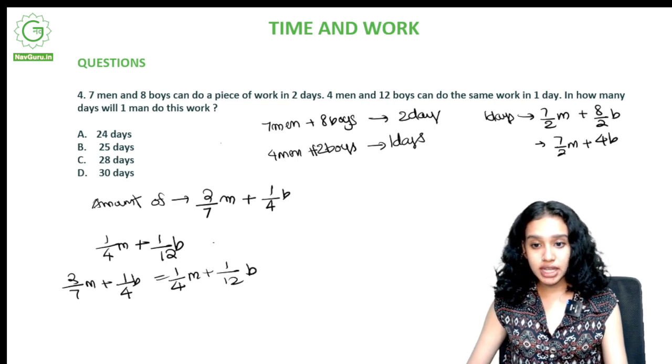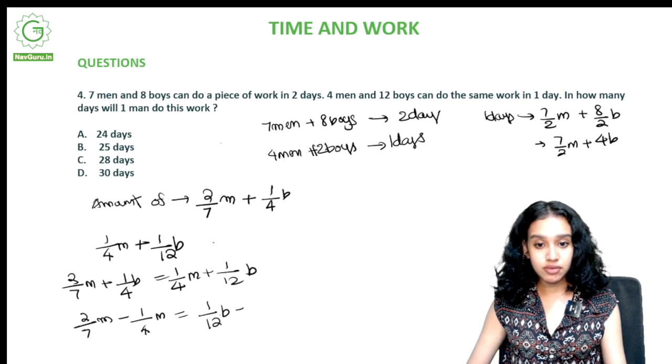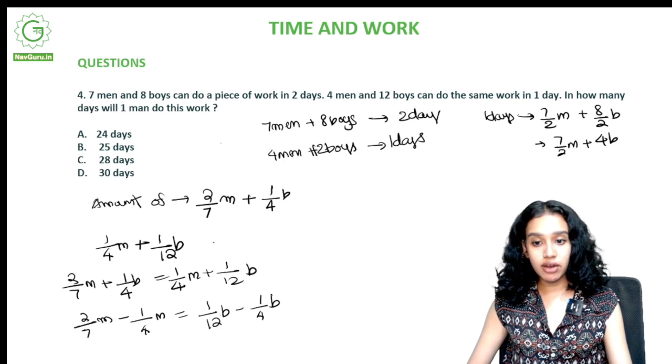So we get 4 to the 8. Now we calculate it how? We take all the men to one side and all the boys to another side, right? Now let's calculate this. We have 4 to the 8, 8 minus 7 is 1.